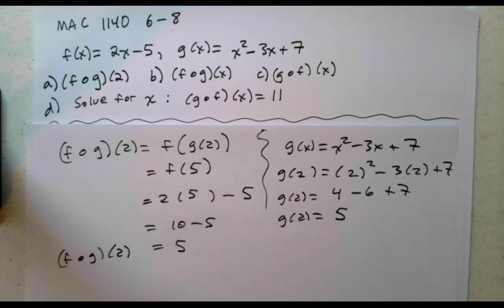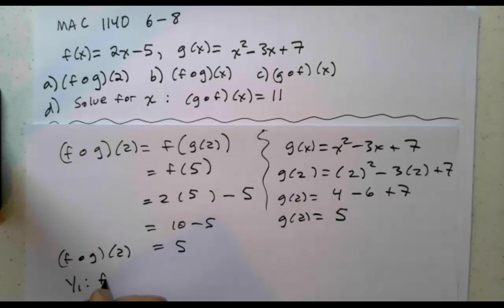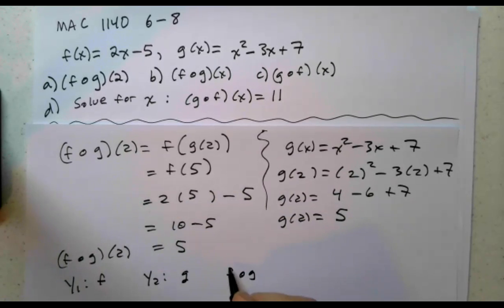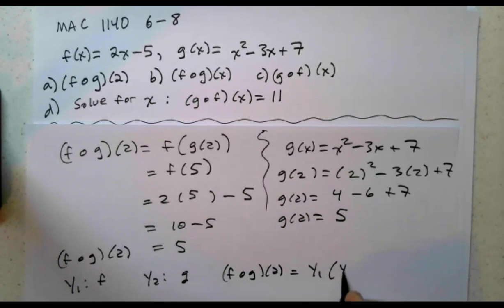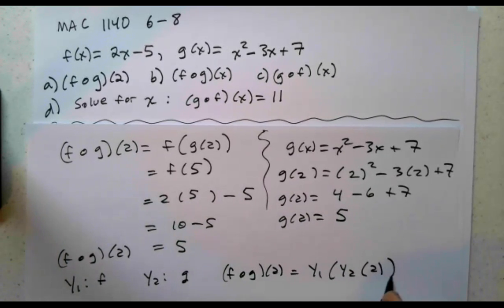Now I'd like to check this on my graphing calculator. So I'm going to use y1 to stand in for f. I'm going to use y2 to stand in for g. So f circle g of 2, using the graphing calculator, will be f of g of 2, or y1 of y2 of 2. That's what we're going to ask the graphing calculator to do. So let's go there and check our work and see if that's what we get.